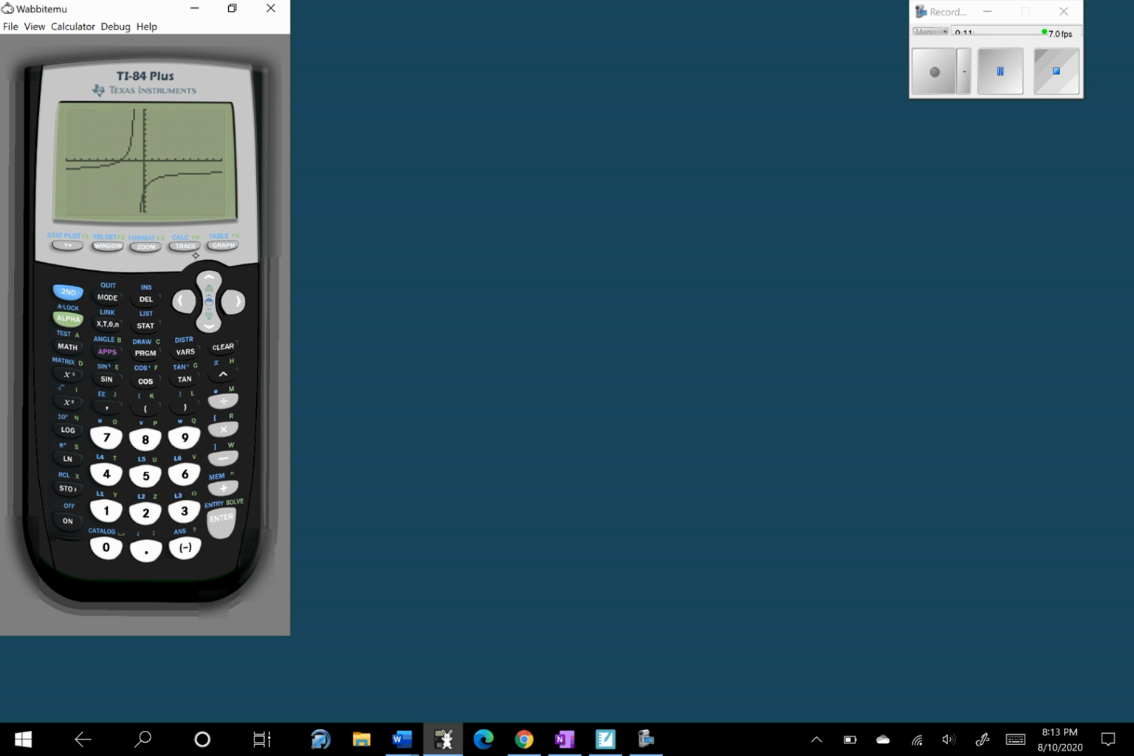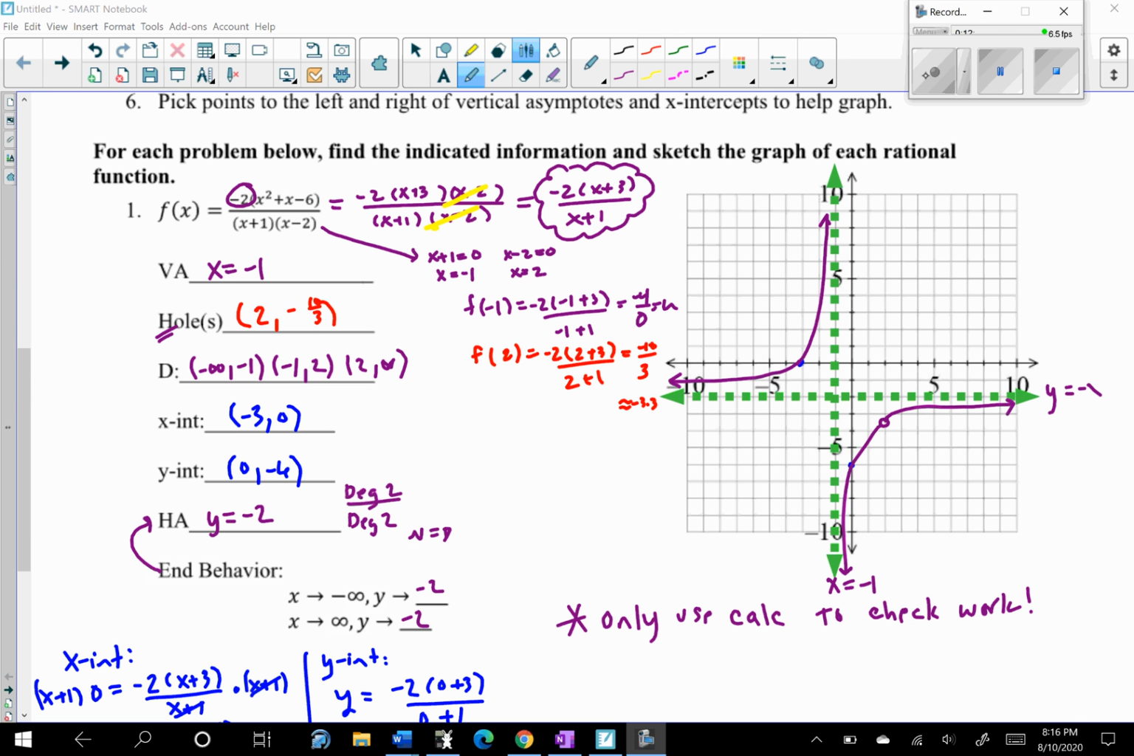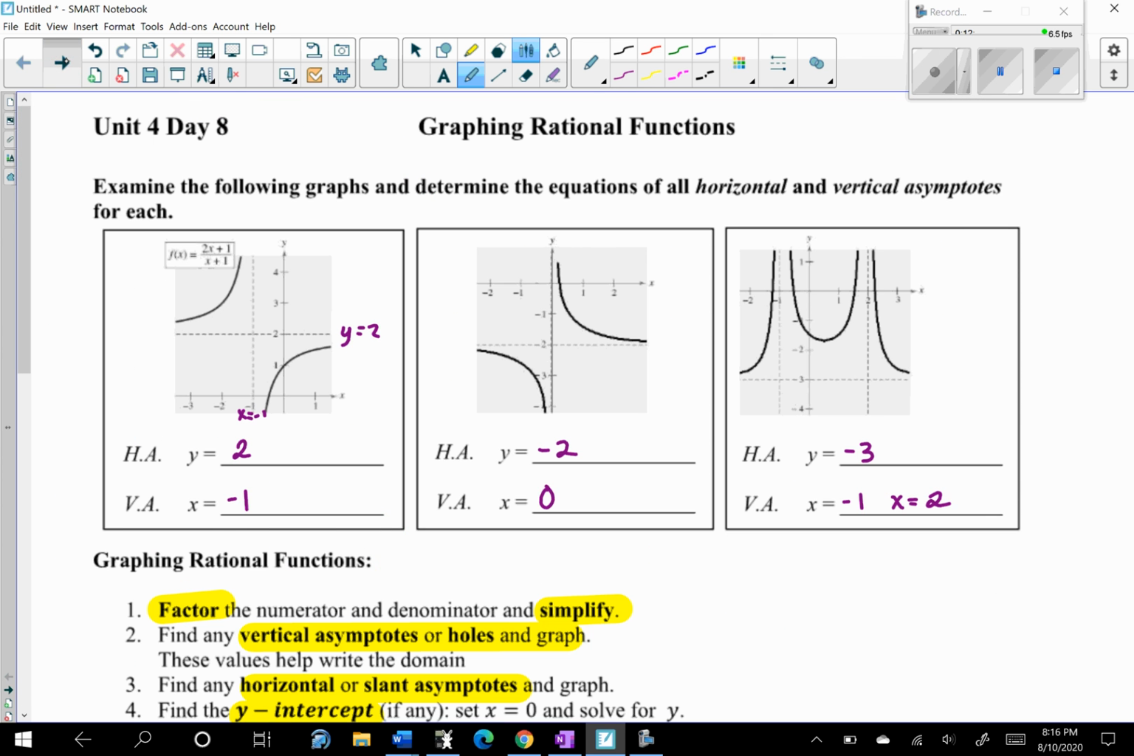And then of course you could check your horizontal asymptote by hitting the trace button and using the left or right arrow, and you can see as you get larger and larger values of x in the positive direction, so as x approaches infinity, your y values are going towards -2. And same thing if you were to do that in the other direction. So again, only use the calculator to check your work. So again, these are all non-graphing calculator problems. All right, let's go ahead and look at the next one.